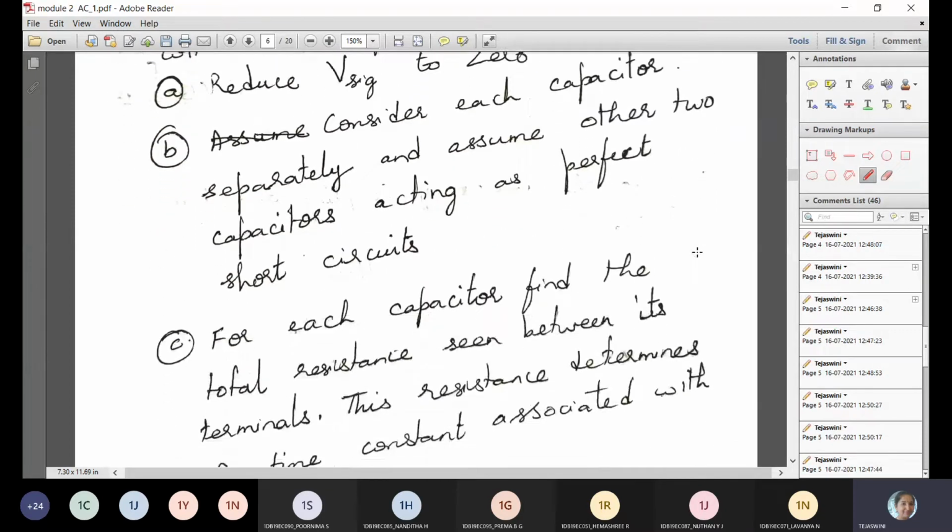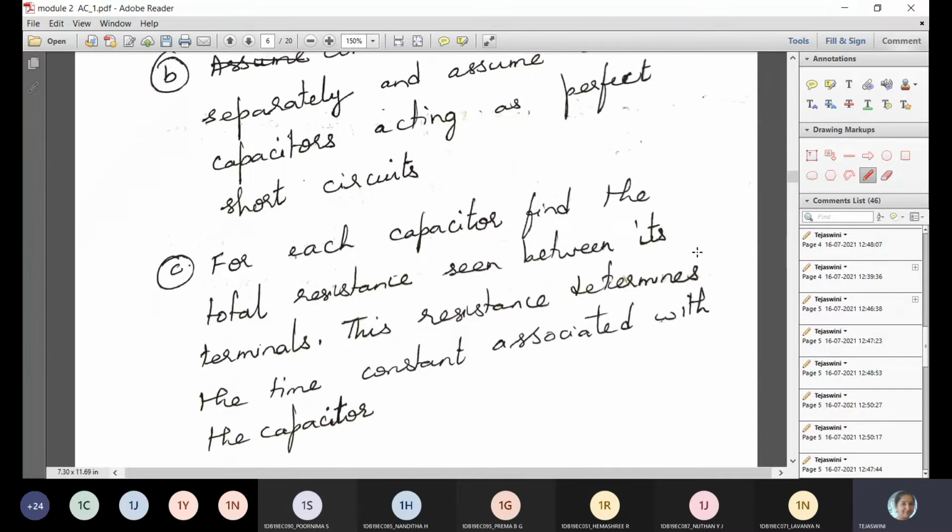And the third step is, for each capacitor, we need to find the total resistance seen between its terminals. I told you in the beginning that we have connected 3 capacitors across 3 terminals. While finding CC1, we need to find the total resistance on the input side, which is the resistance at the gate terminal including CC1: R signal and RG. Similarly, at the source terminal, we have 1 by gm and CS.